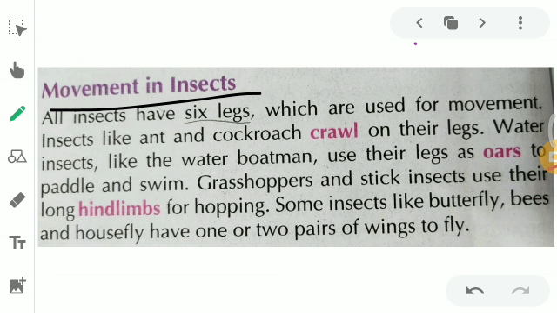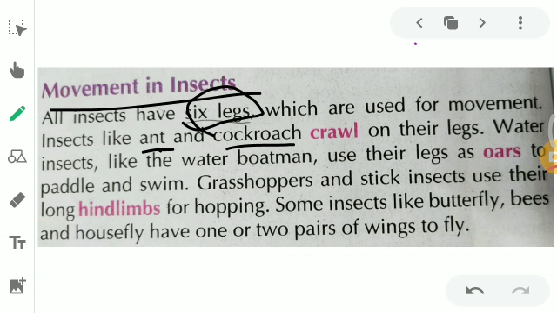All insects have 6 legs. How many legs are there in insects? 6, which are used for movement. Insects are different: ants, grasshopper, cockroach, mosquitoes, like that. So each one has some differences. First one is insects like ant and cockroach. They crawl on their legs. Crawl means to move along the ground.